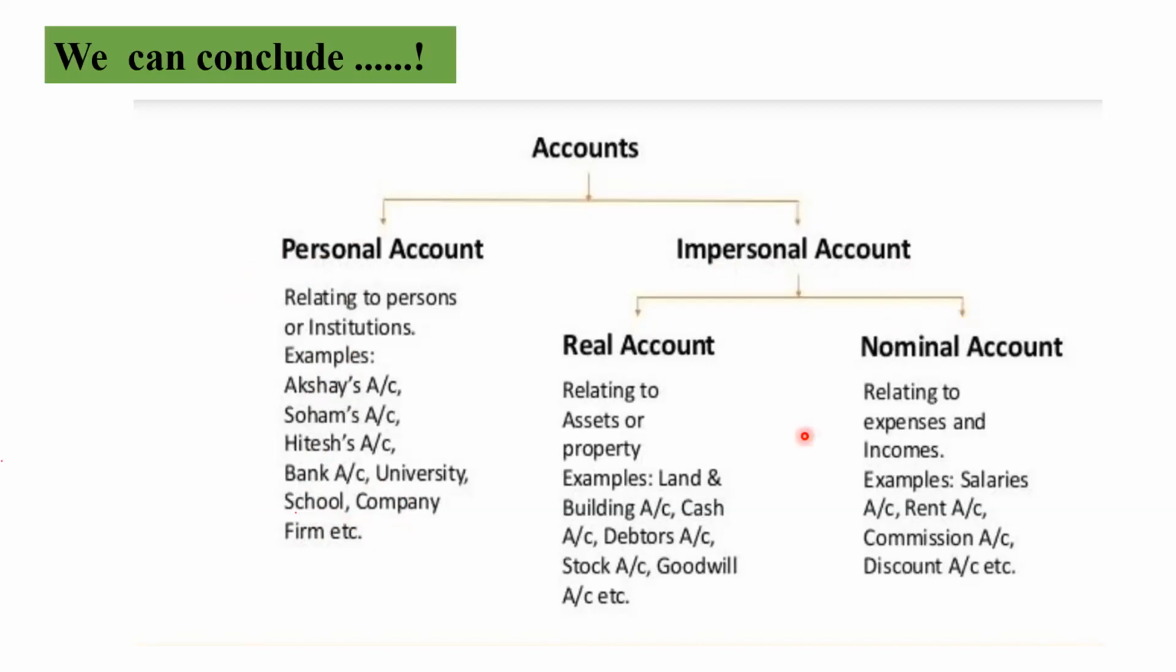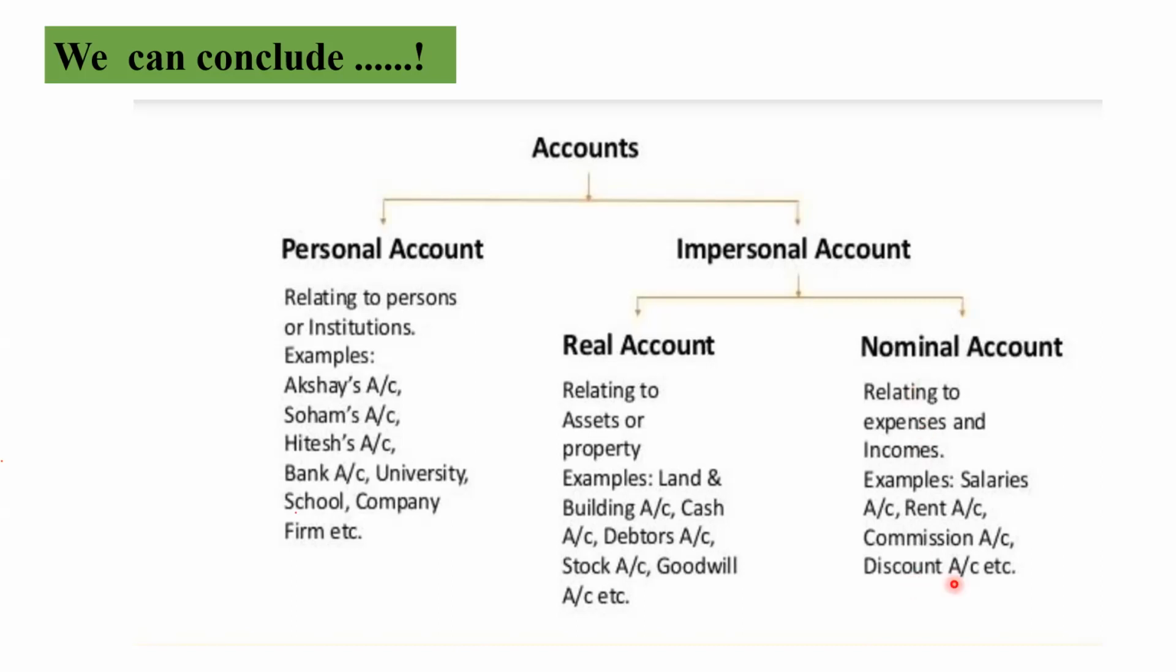Next, impersonal account. Real account, meaning real estate account. That means land, building, cash, debtors, stock, goodwill, etc. will come under real account. Nominal account, we saw, right? It is an expense, profit and loss. Nominal means you should remember profit and loss, expense and income. So you can see salary, expense; rent, expense; commission, profit; discount, expense. Because business is giving a discount, so obviously it is an expense.